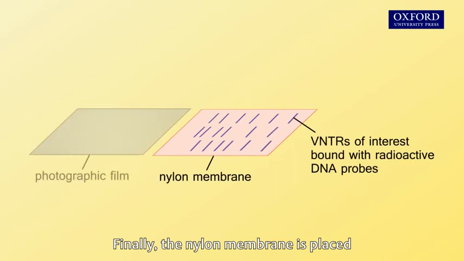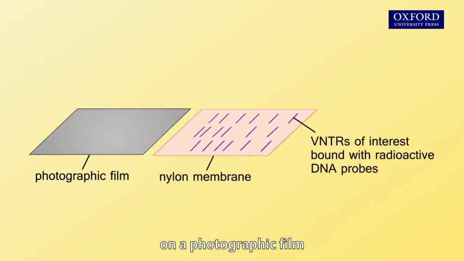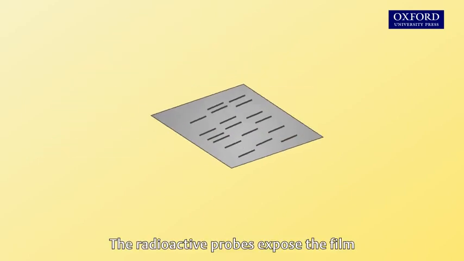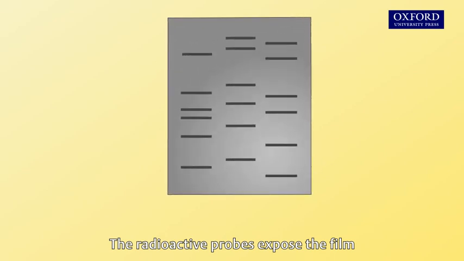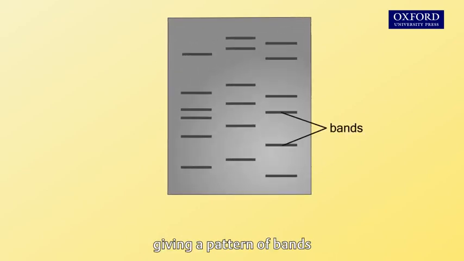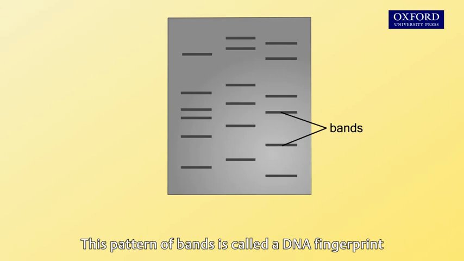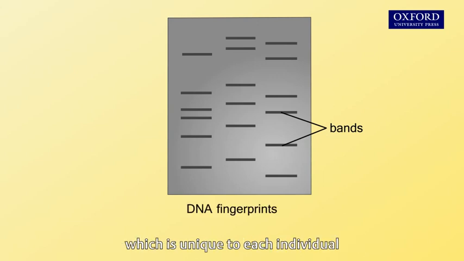Finally, the nylon membrane is placed on a photographic film. The radioactive probes expose the film, giving a pattern of bands. This pattern of bands is called a DNA fingerprint, which is unique to each individual.